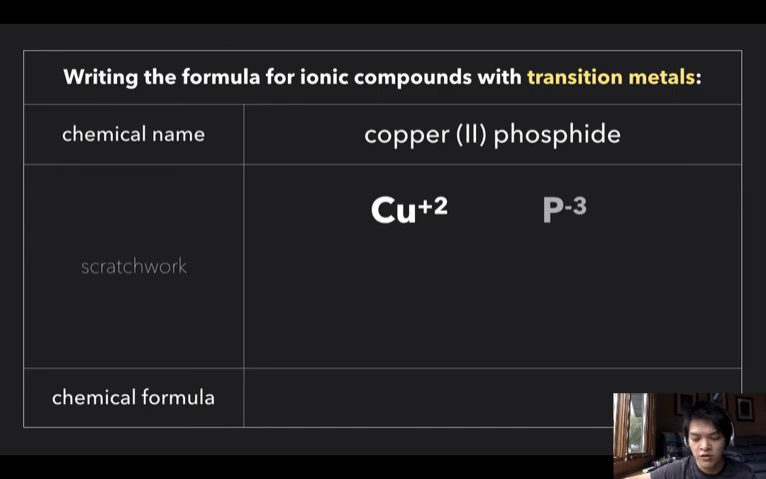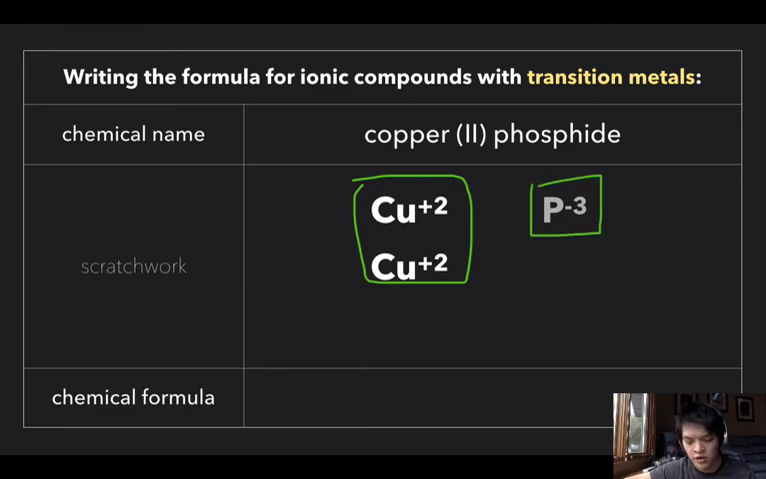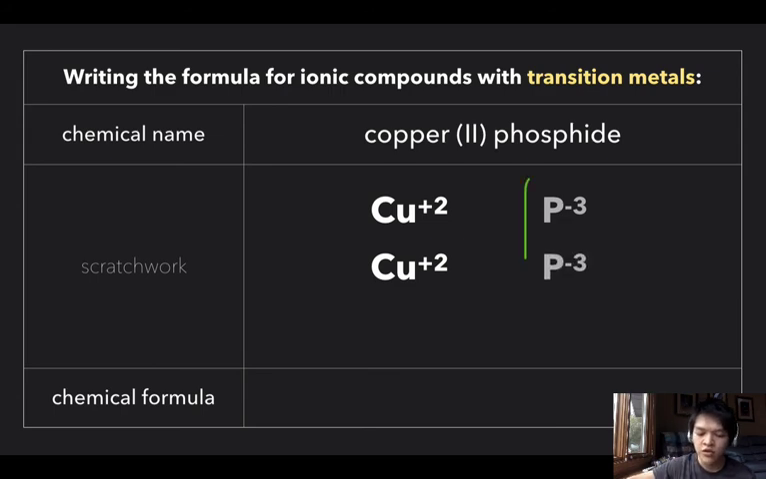We need more positive now. So let's add another copper ion. Now we have a total of positive 4 and a total of negative 3. They still don't cancel out. We need more negative this time. Let's add another phosphide ion. So if we add another phosphide ion, we have a total of negative 6.